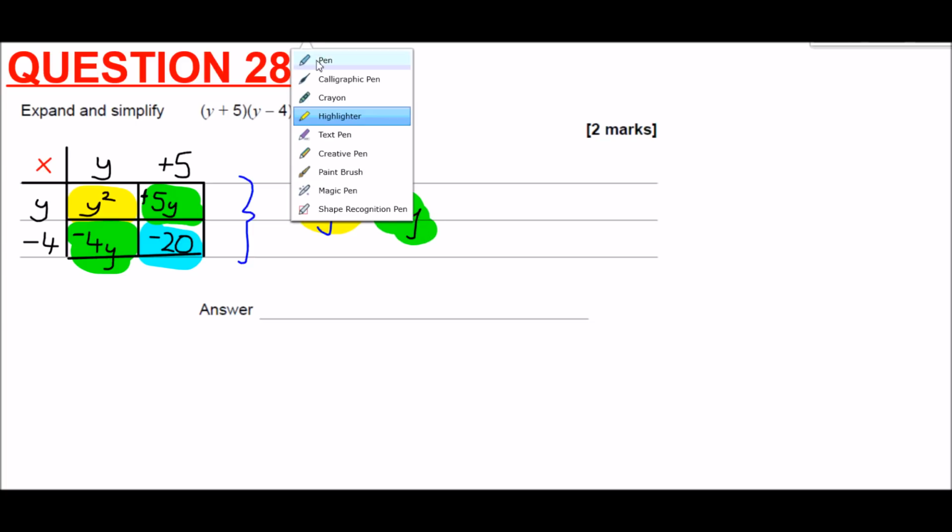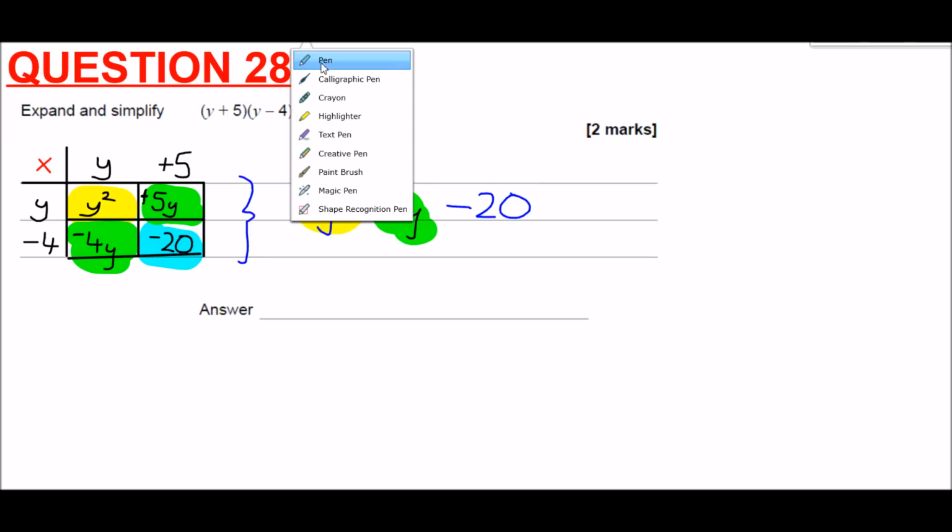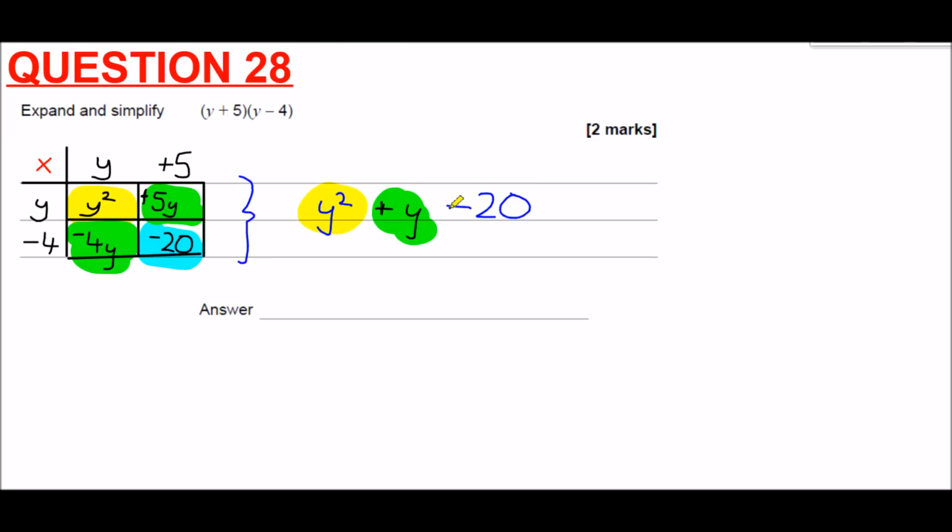And finally, just the minus 20. So that's the fully simplified answer. We have y squared plus y minus 20.